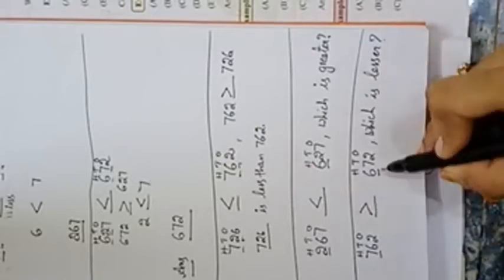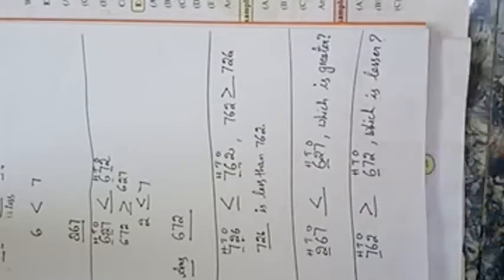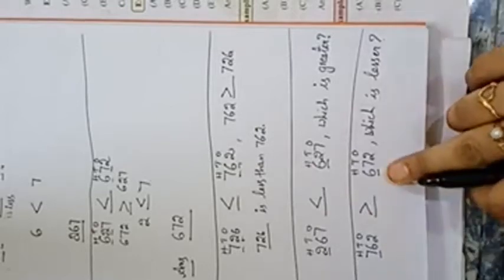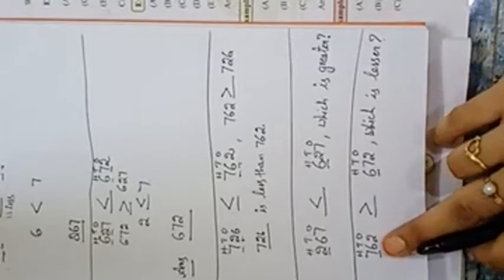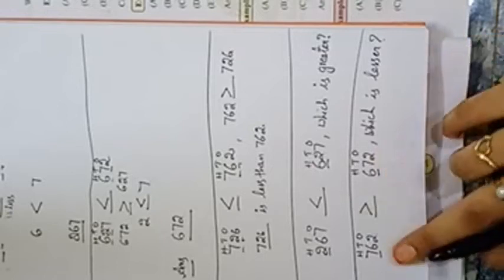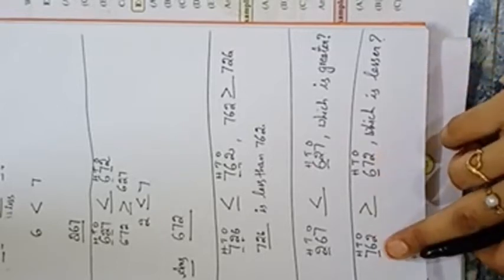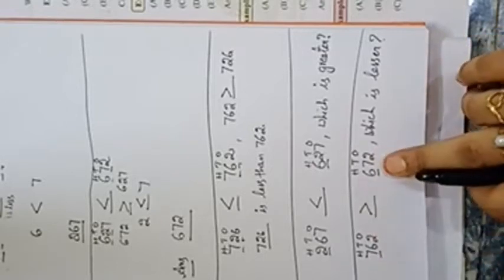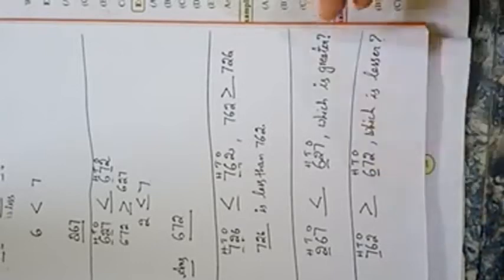So what is the answer? 672. 7 is the bigger number, 6 is the smaller number. So 762 is the bigger number, means greater number. 672 is the smaller number. Between these two numbers, this is the bigger number, means greater number, and this is the smaller number, means lesser number. So what is being asked? Write the lesser number in this box. So which is the right answer? 672. Okay, children? Next, let's go to the next topic.